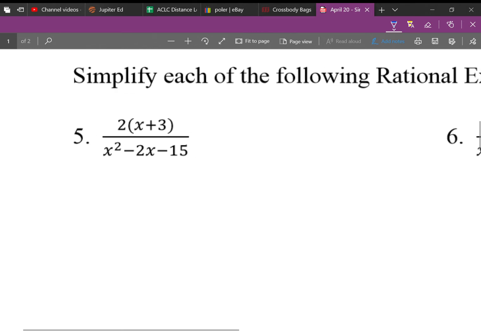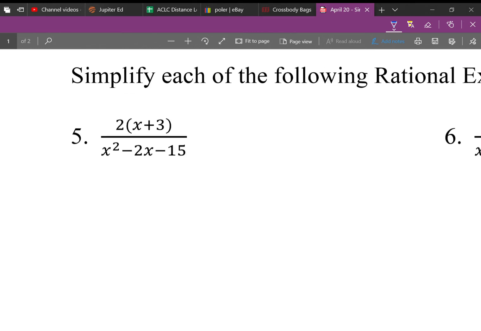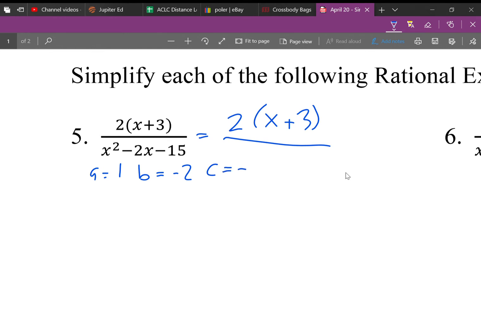So on number 5, looks like the top's already factored for me. So I'm going to keep that 2 times x plus 3. On the bottom, I have an unfactored quadratic trinomial. So I'm going to go ahead and factor that with a is 1, b is negative 2, and c is negative 15. Ooh, that's going to get in my way. Oh, what can be done?